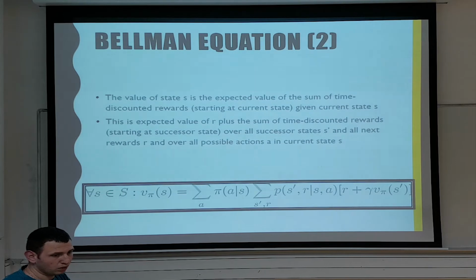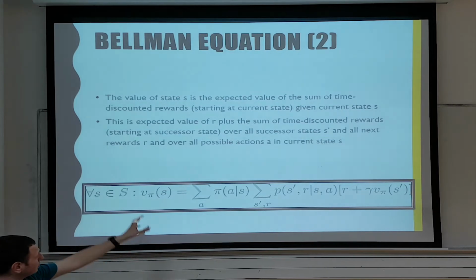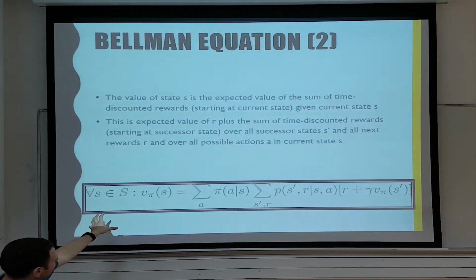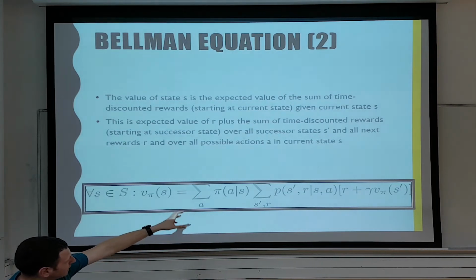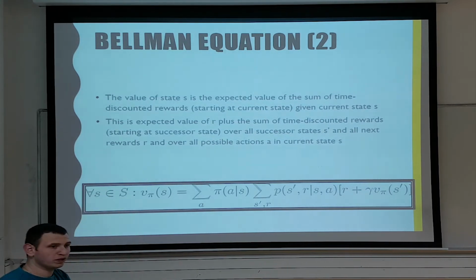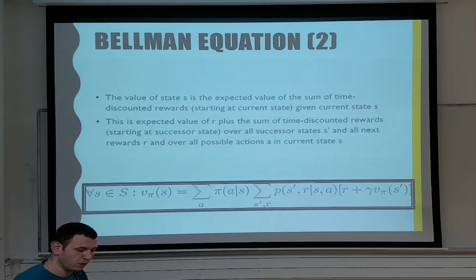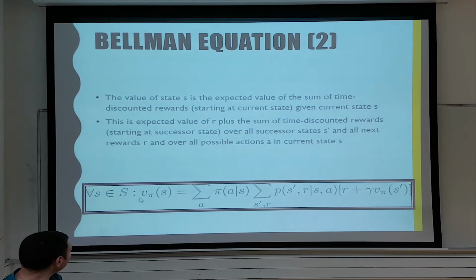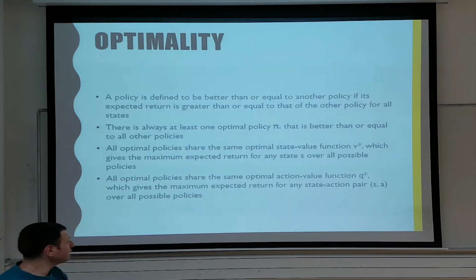Great. So this is the expected value of R plus the sum of the time discounted rewards, where we go over all successors that we have for the states, all the next rewards, and over all possible actions A in the current state. So we have all the actions that we can take in the existing state, and we take all our rewards from the successor states. And this defines our Bellman equation.